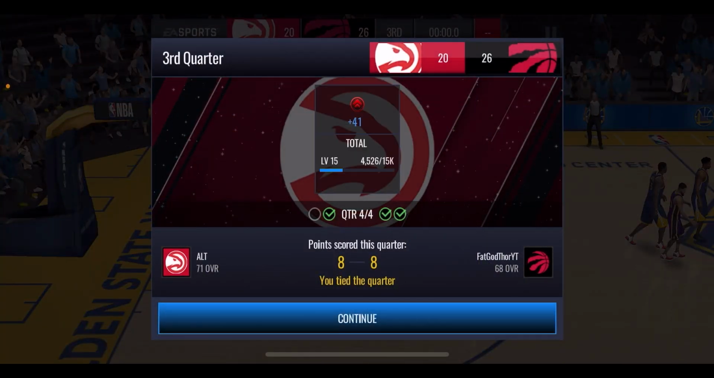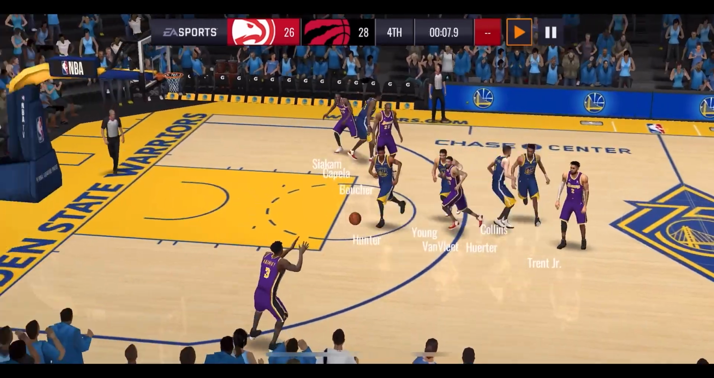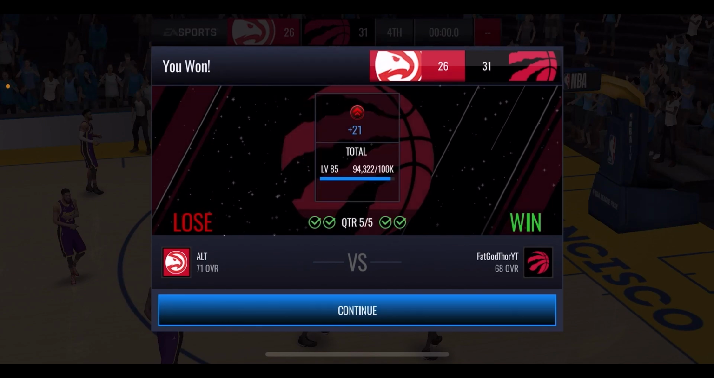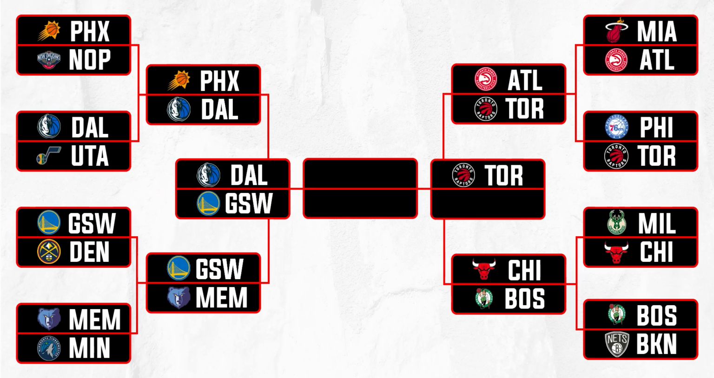and they stayed ahead throughout the third quarter, ending it off 26-20, and it was more of the same stuff in the fourth quarter. The Hawks tried to answer back, but they couldn't actually in the end, and the Raptors ended up winning 31-26, again making a massive upset and reaching the Eastern Conference Finals, which is just absolutely nuts.